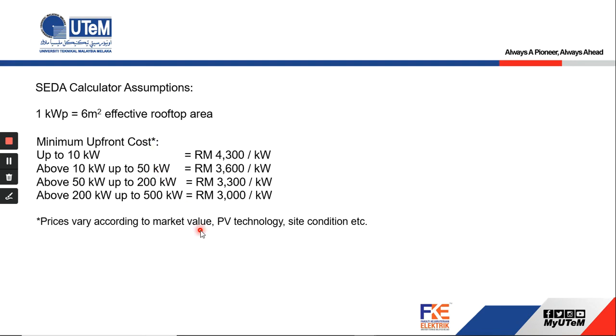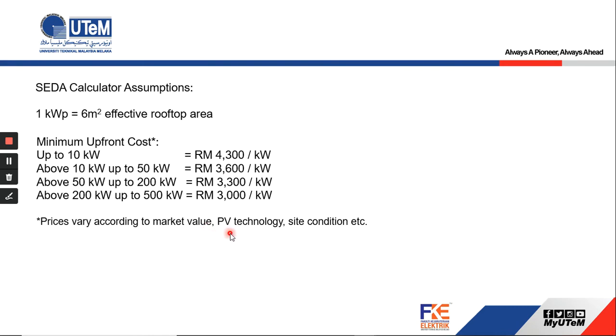So actually, if you try to get quotations from PV installers, the price will vary and might be more expensive than the value quoted in the SEDA calculator website. So prices vary because of several factors. First of all, because of market value. Even though in general PV modules drop the price every year, it is not necessarily the case.